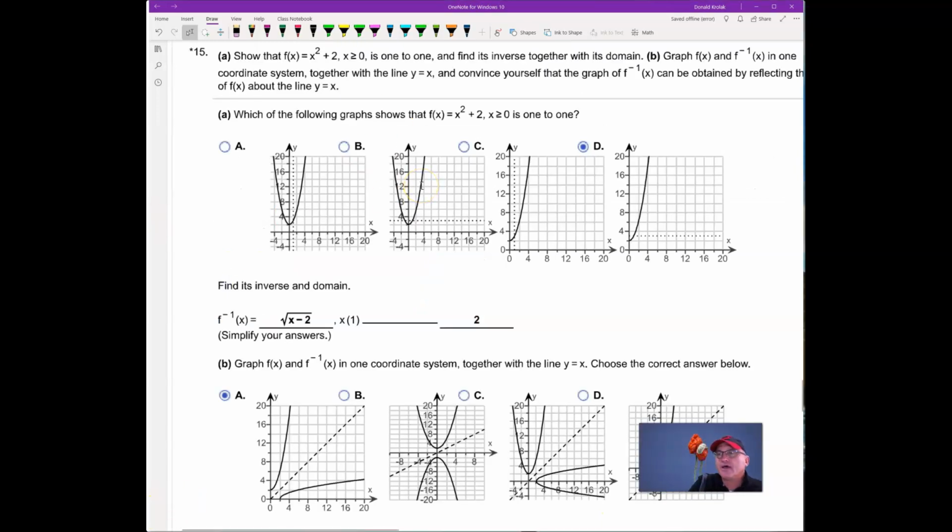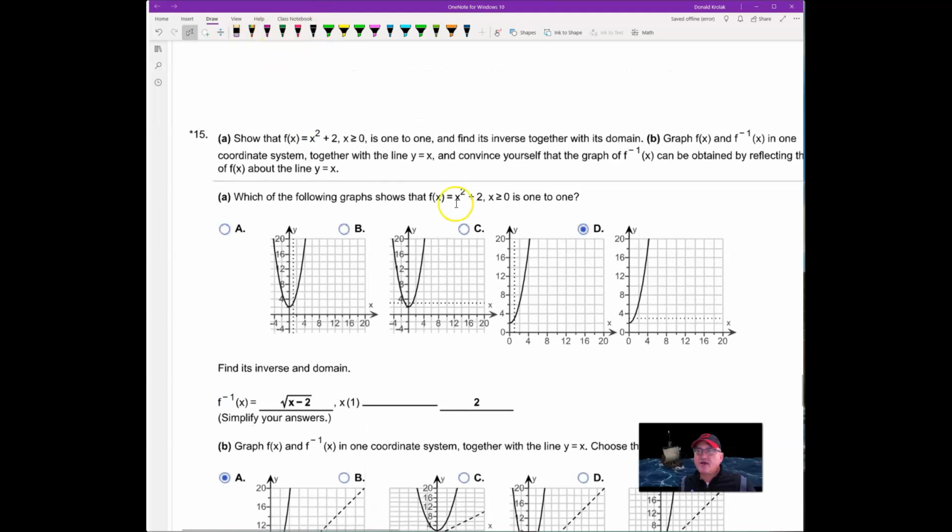All right, show that x squared plus 2 for x greater than 0 is one-to-one. Find its inverse together with its domain. Then graph the original and the inverse on the coordinate plane together with the line y equals x. Convince yourself that the inverse can be obtained by reflecting the graph of f of x about the line y equals x. So this is what we've been doing.